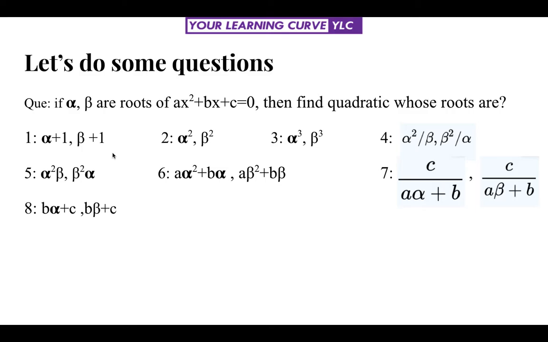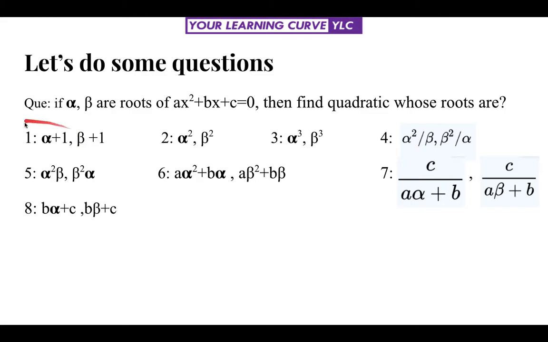To get a quadratic equation with given roots, we know that a quadratic equation can always be written as x square minus sum of roots into x plus product of roots is equal to 0. So what do we need? We need the sum of roots and the product of roots.